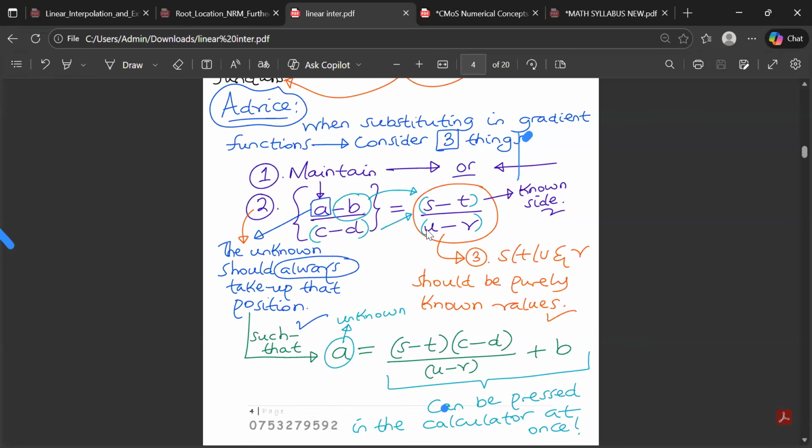When the unknown takes up that position I've told you, it will be very easy for you to obtain it by taking all the rest of the things to one side, which you can even press in the calculator at once and get the correct answer without struggling. You get? And the topic is done.